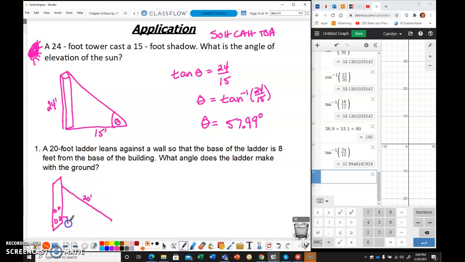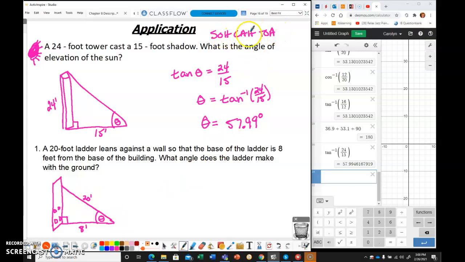We're hoping that that's our right angle with the ground, which, by the way, our tower we hoped was 90 degrees. The base of the ladder is 8 feet from the base of the building, so that's that piece there. What angle does the ladder make with the ground? This is our missing angle here. Looking at this diagram, I'm seeing that 8 is adjacent and 20 is the hypotenuse.